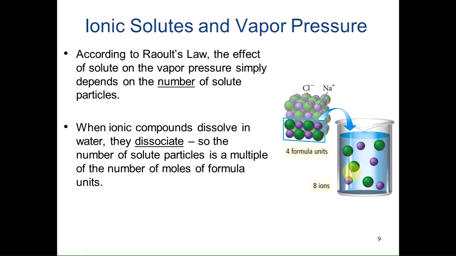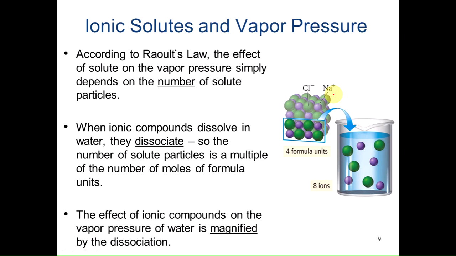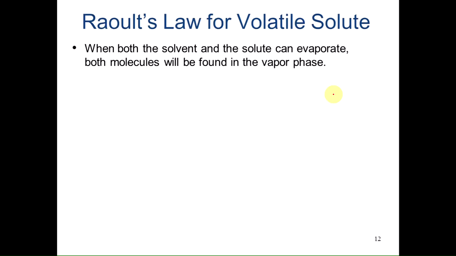If we're looking at sodium chloride, since sodium chloride contains sodium and chloride ions, it'll break up into 2 pieces. So 1 mole of sodium chloride lowers the vapor pressure of water twice as much as 1 mole of, say, sugar molecules would, simply because when they dissolve, they break into 2 things, whereas the sugar stays as one molecule. So the effect of ionic compounds on the vapor pressure of water is magnified by the dissociation.